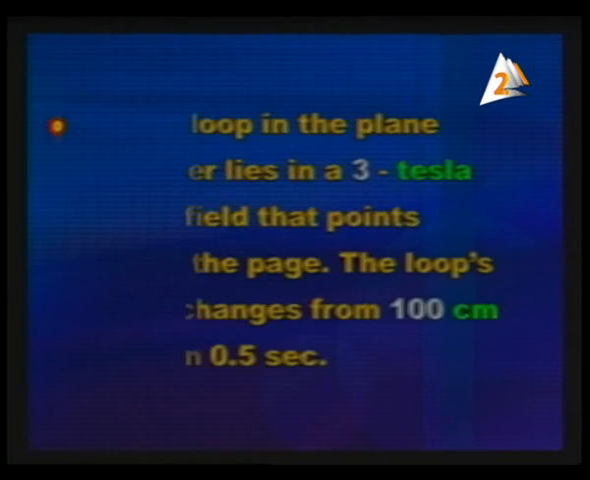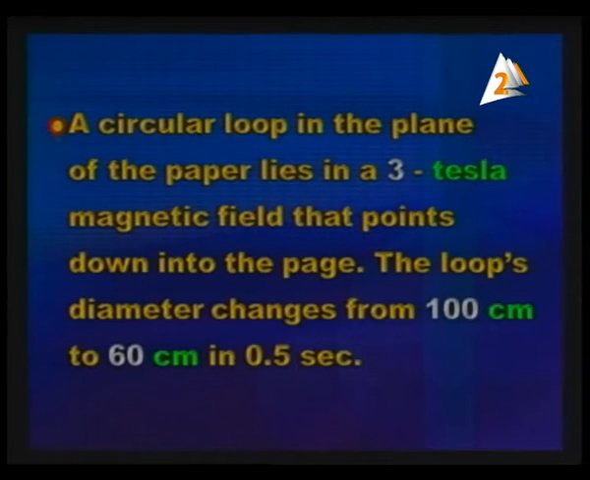Another problem: a circular loop in the plane of the paper, plane of the screen, lies in a 3 Tesla magnetic field that points down into the page. The loop's diameter changes from 100 centimeter to 60. So the area is decreased, the diameter is decreased, so we are decreasing the magnetic flux passing through the loop. So the induced current will be in the same direction.